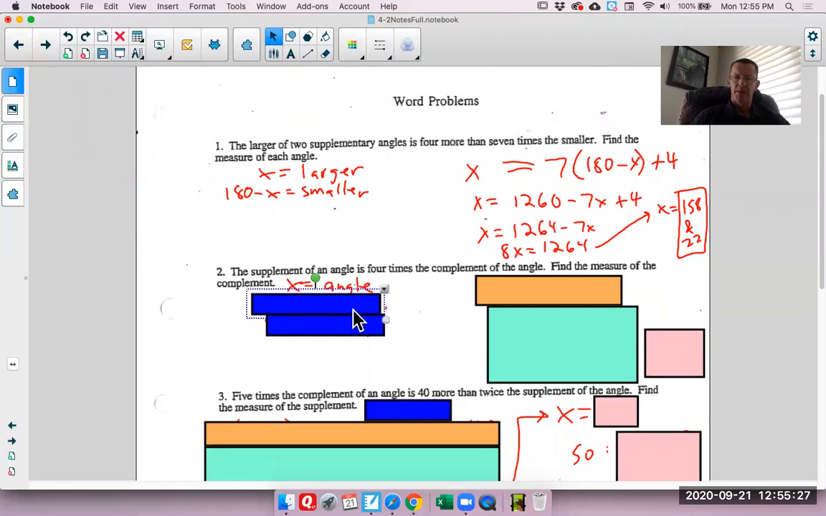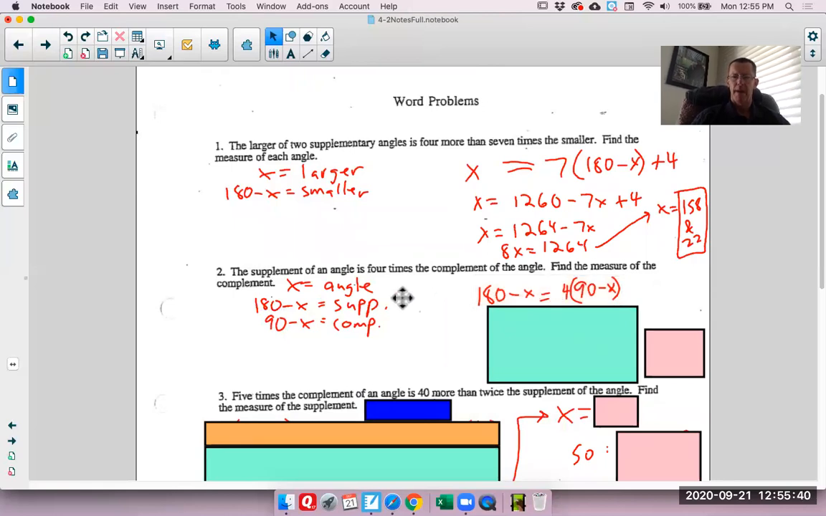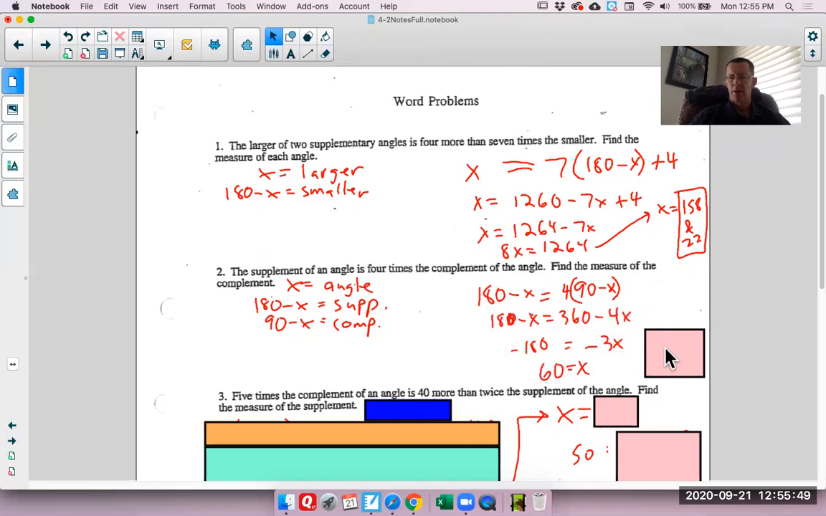Okay, so I set X equal to the measure of the angle. So 180 minus X would be its supplement, and the complement would be 90 minus X. Okay, so the way to set it up is 180 minus X, this is the supplement, right? 4 times the complement would be 4 times the quantity 90 minus X. Distribute, solve, and then we got 60 for X. We need to find its complement. So obviously it would be 90 minus 60, which is 30. Make sure you answer the question that was asked.